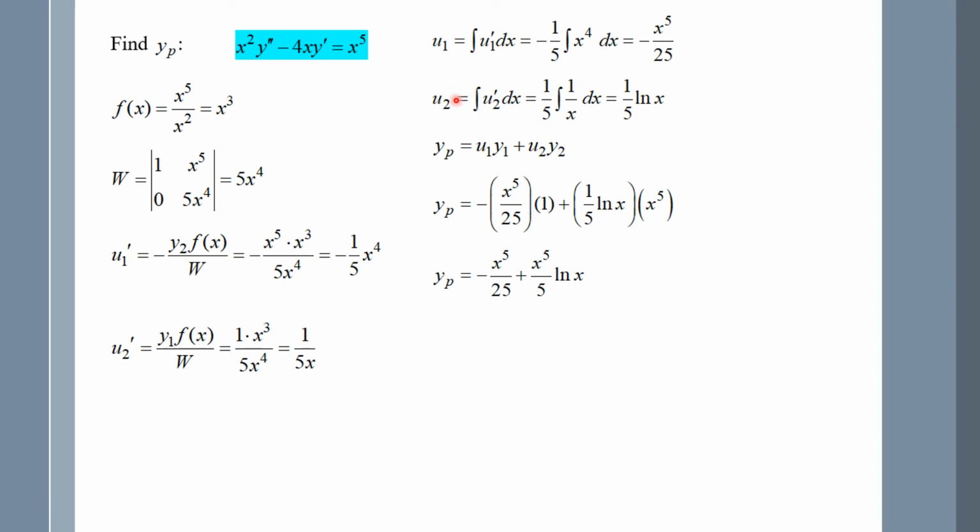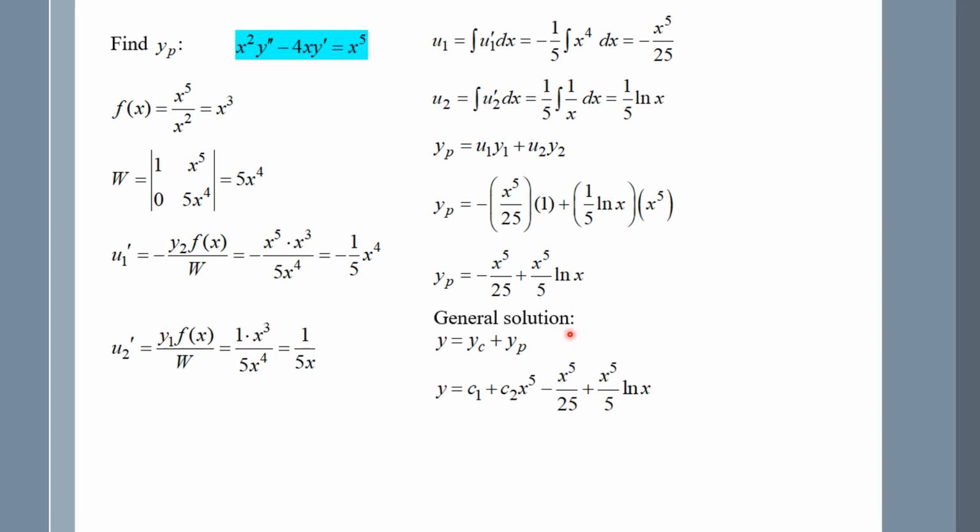Having got u1 and u2, we can now form the particular solution, which has the formula u1y1 plus u2y2. u1 is negative x to the 5 over 25, multiplied by y1 which is 1, plus u2, which is 1 over 5 ln x, multiplied by y2, which is x to the power of 5. Then you simplify, you open up the bracket, so yp will be negative x to the 5 over 25 plus x to the 5 over 5 ln x. So this is the form of the particular solution that we've got for the Cauchy-Euler equation.